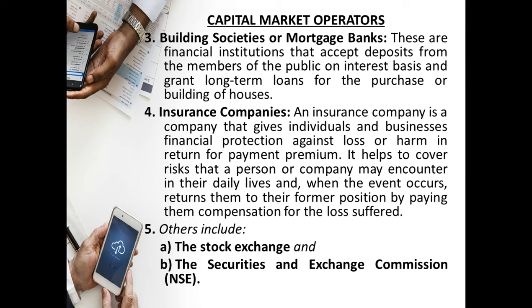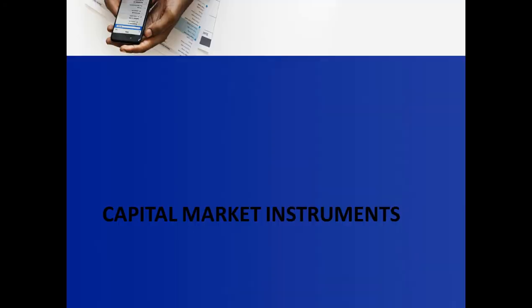So they can get such services from the mortgage bank. But for those who want to insure their properties, assure their life against risk, or insure their business against any form of risk, be it fire, burglary, marine insurance, aviation insurance, you can get all this in an insurance company. So they are also a major operator in the capital market.